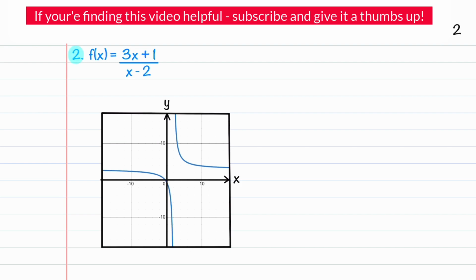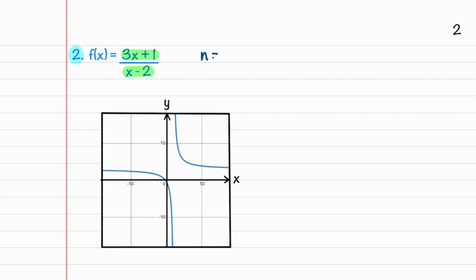In our second example, our function is equal to 3x plus 1 divided by x minus 2. The degree of our numerator is equal to 1, and the degree of our denominator is also equal to 1. So these two are equal, and that tells us that we're going to have a horizontal asymptote, and it is going to be the ratio of the leading coefficients. So we can write that y is equal to a divided by b, which in our case is 3 divided by 1. So we end up with the horizontal asymptote y is equal to 3.